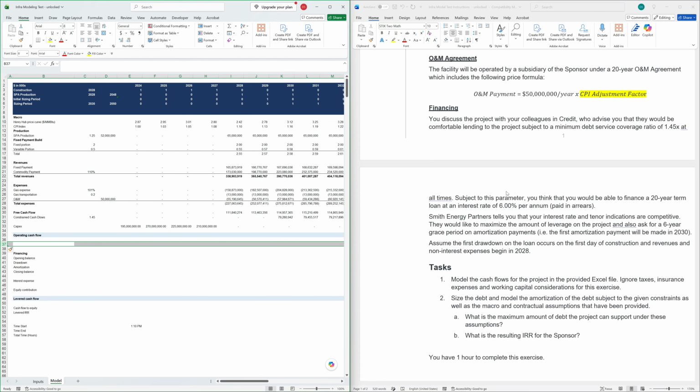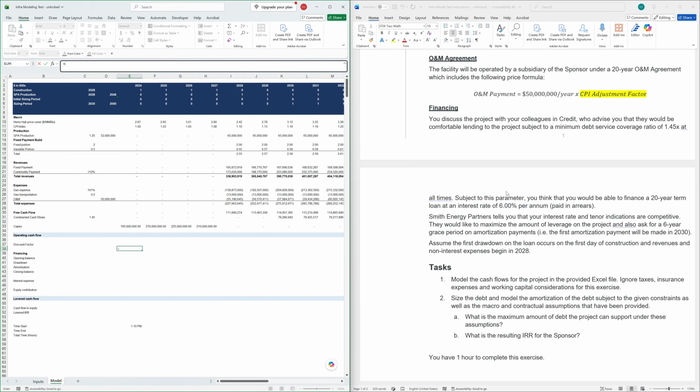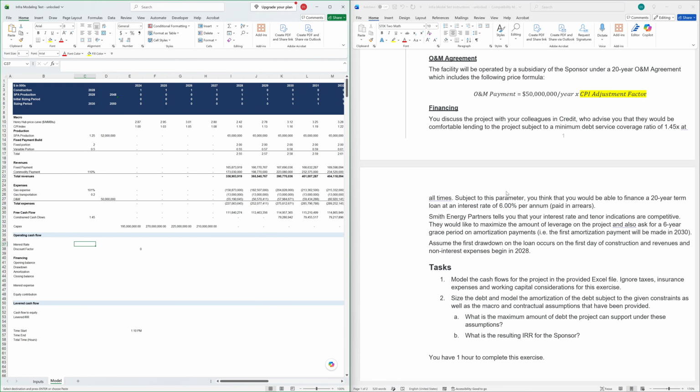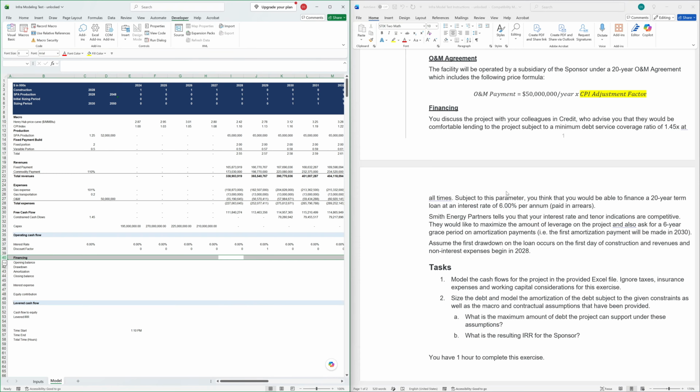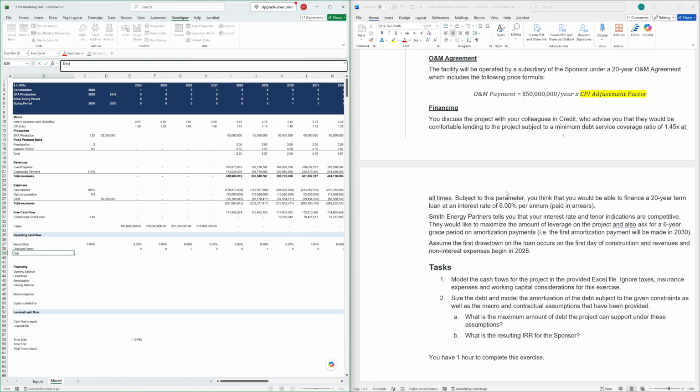Then we're going to build our discount factor, which is going to be equals if our initial sizing period equals 1, then 1, otherwise the prior period divided by 1 plus our interest rate. Interest rate, 6%, pull that over. And now the period right before our constrained cash flow start is our discount factor. Then we're going to get to our debt size. And now we have a debt size.